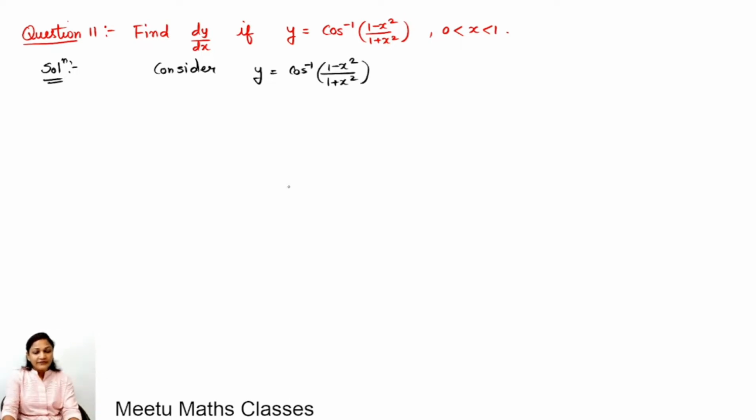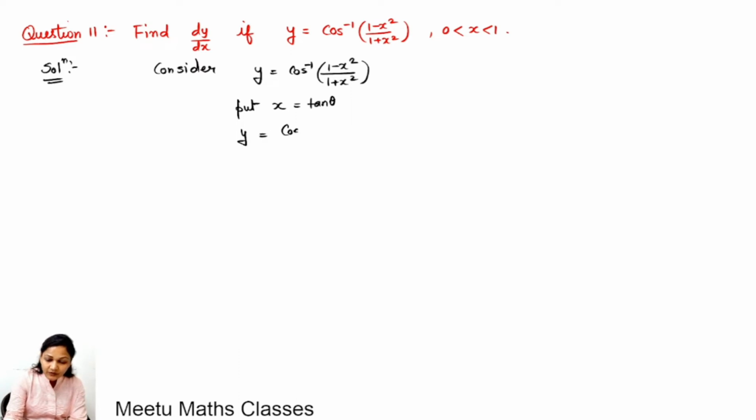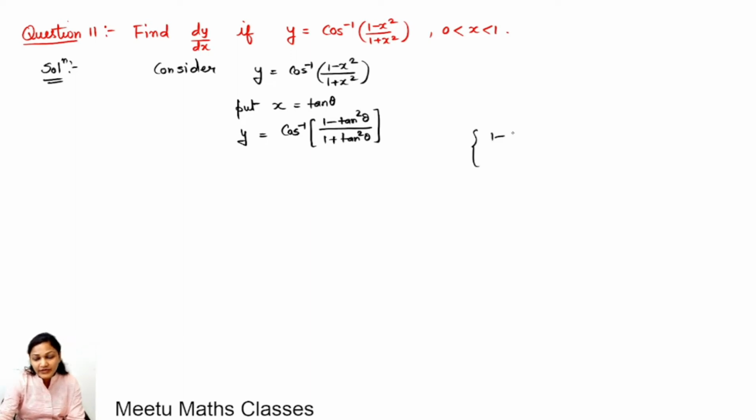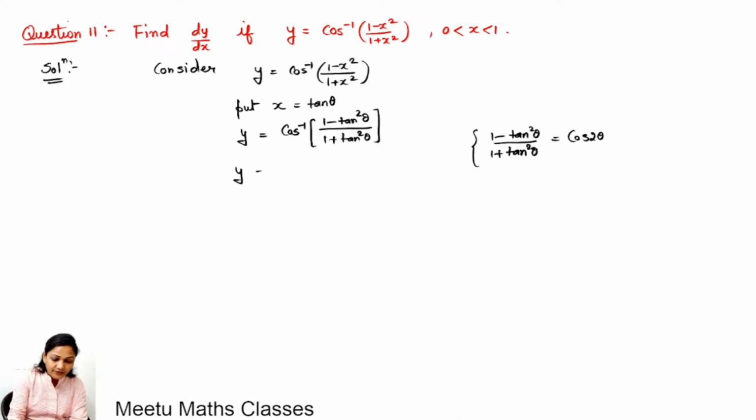Now to find dy by dx, we are going to first simplify our inverse trigonometric function. For that, we are going to make substitution, put x is equals to tan theta. So your y will become cos inverse of 1 minus tan square theta upon 1 plus tan square theta. And we know that 1 minus tan square theta upon 1 plus tan square theta is equals to cos 2 theta. So we are going to replace this function with cos 2 theta.